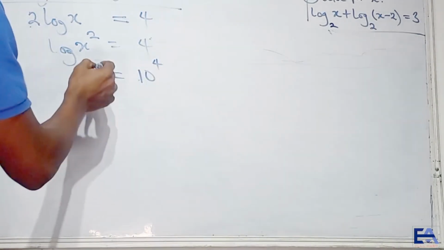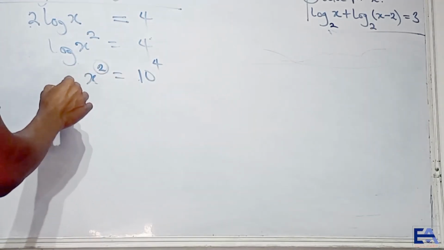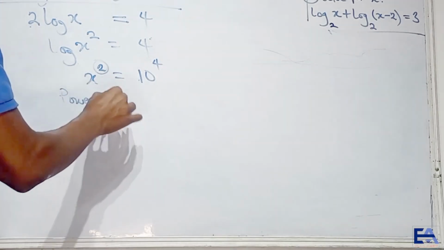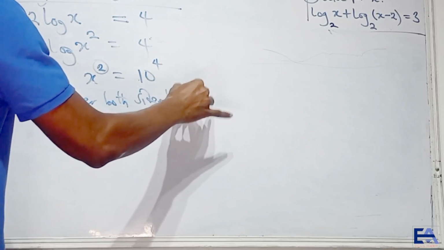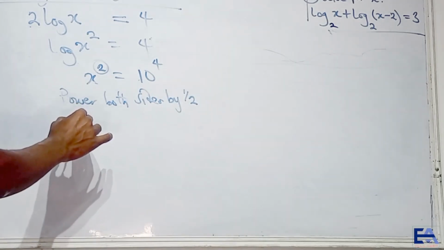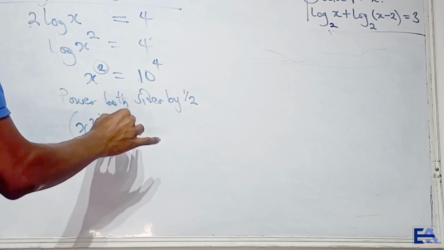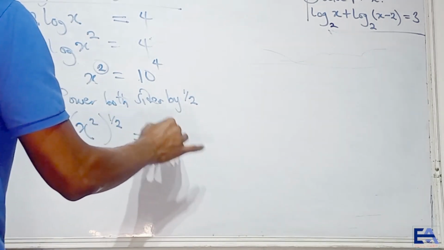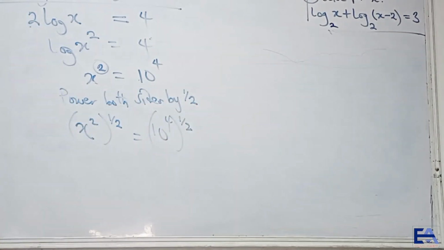Okay? Now, to remove this 2, I can simply divide it by 2, which means I can power both sides by half. So I can make it like x raised to power 2, then raised to power half, is equal to 10 raised to power 4, then raised to power half. I can power both sides by half.